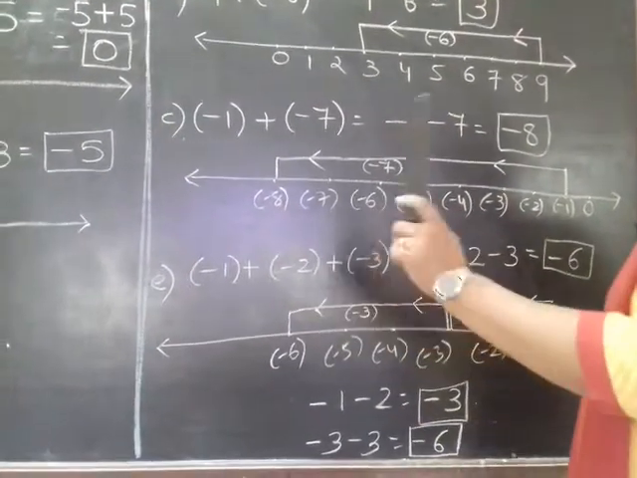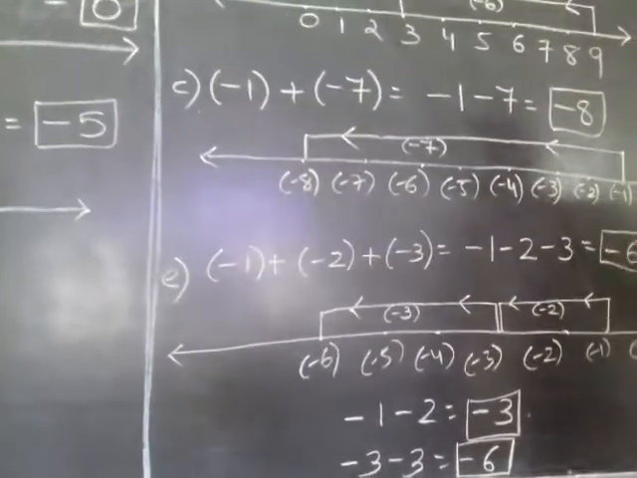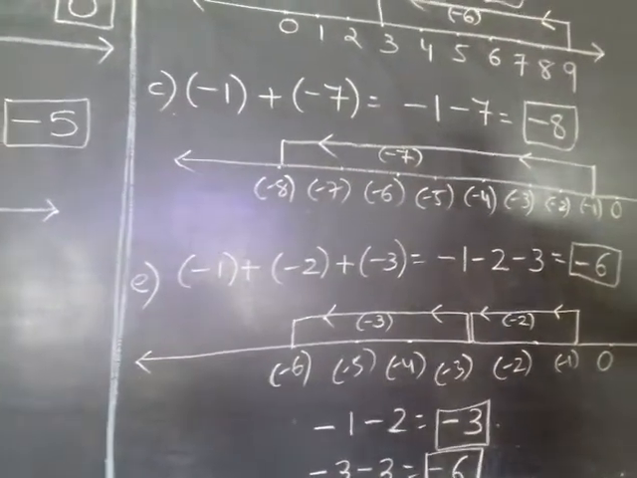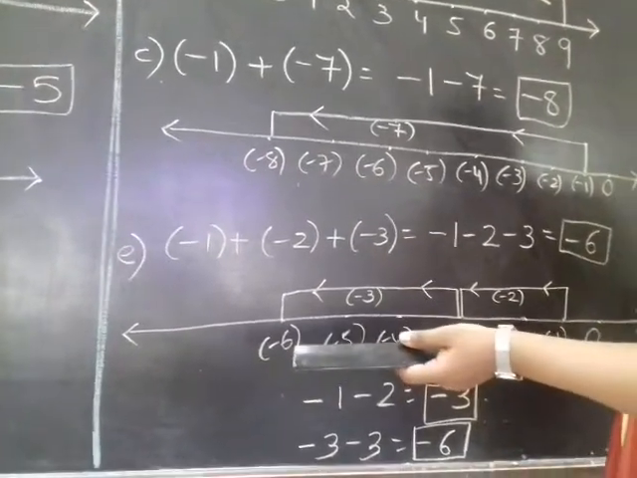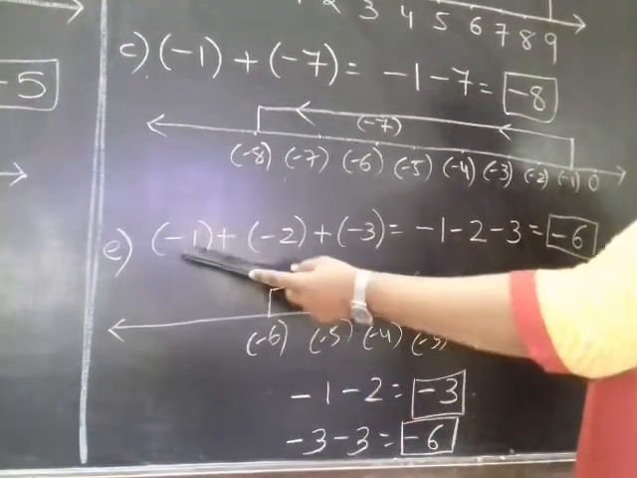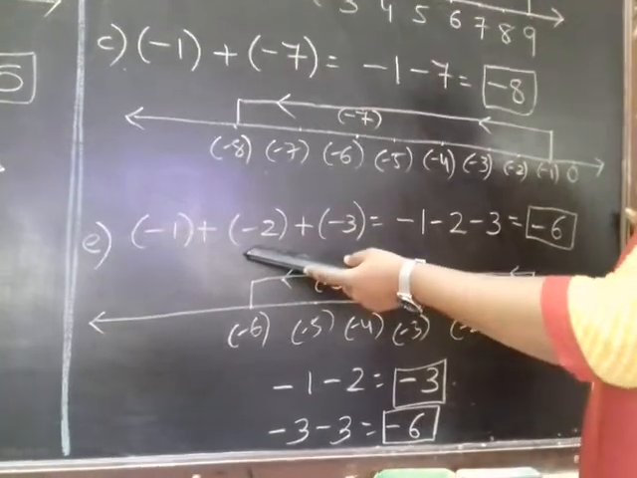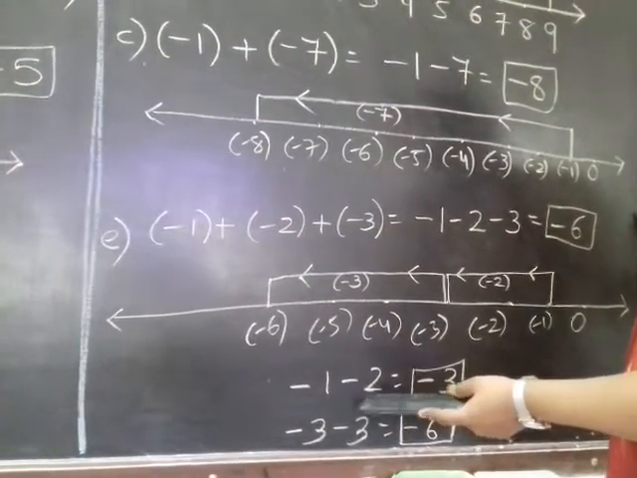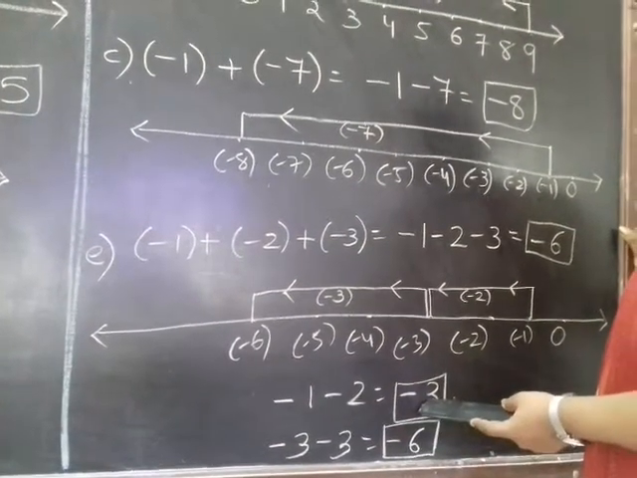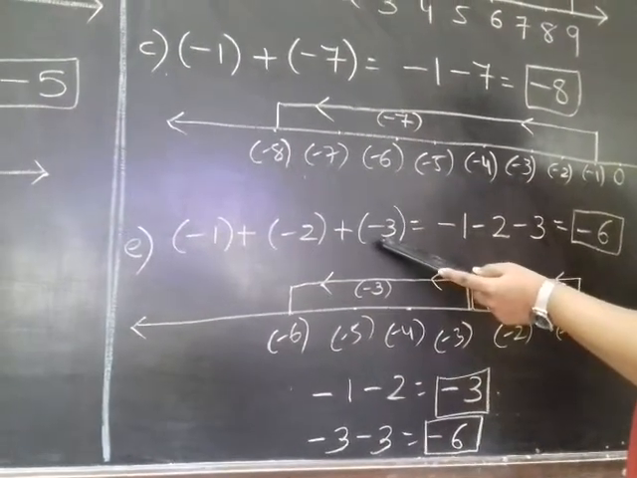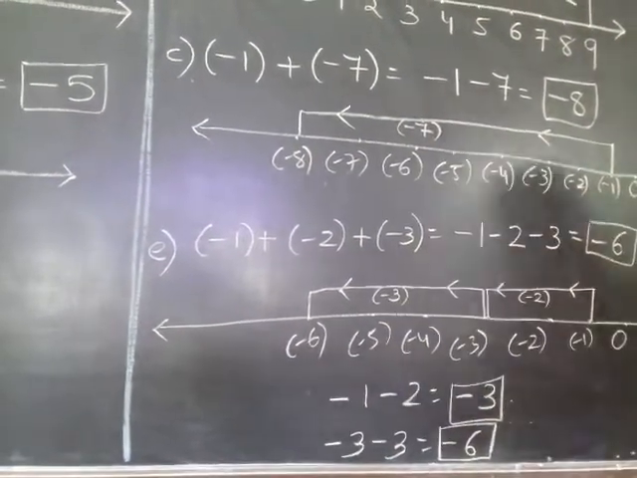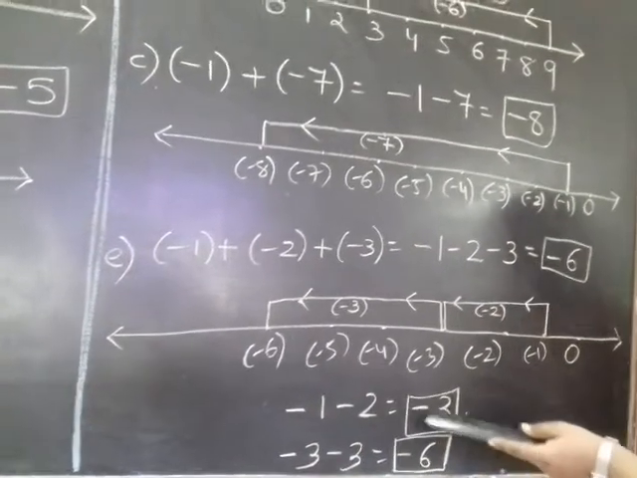In the similar way, now we have here 3 integers to go with the number line. Either you can move directly if you are aware about, or else you can do one thing. Firstly, you solve these two, right? So minus 1 and minus 2. Add the integers, minus 3. Now answer of this 2 is minus 3. Go with this last number given on the integers, that is minus 3.